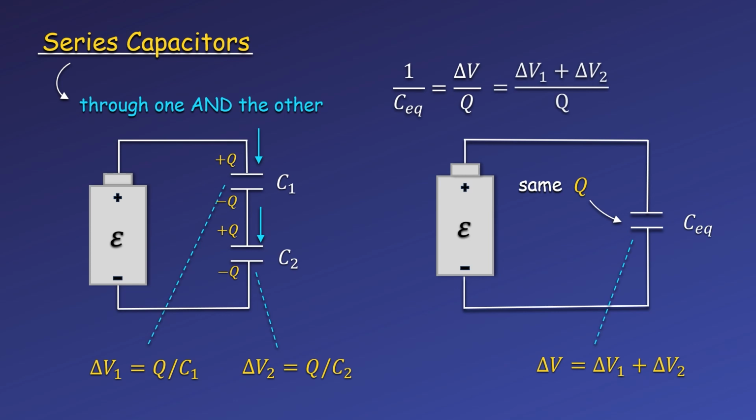But here we can separate the terms in the numerator to get the voltage of capacitor 1 divided by the charge plus the voltage of capacitor 2 divided by the charge. Each of these is the reciprocal of each capacitance. So we get 1 over CEQ is equal to 1 over C1 plus 1 over C2. Be very careful here. This is not the same as adding the two capacitance values together. We must add the reciprocals, and then to get the equivalent capacitance, we need to invert this sum.